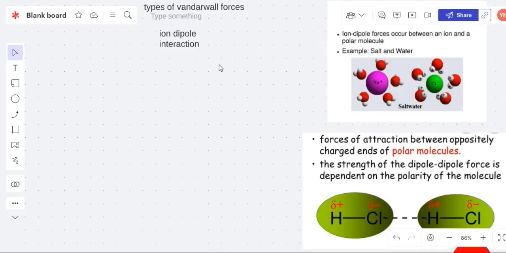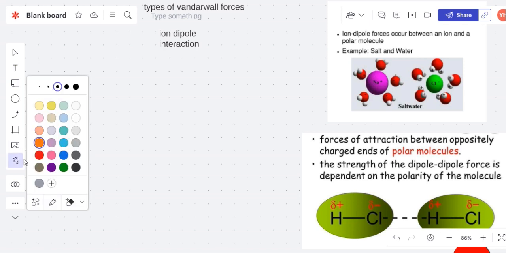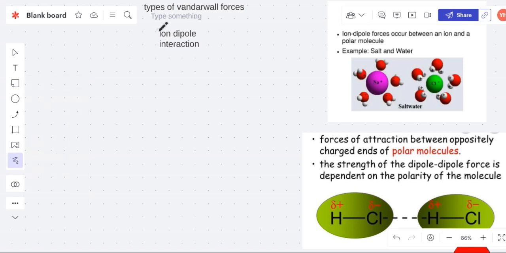So now I'm going to talk about the types of van der Waals forces. The first is ion dipole interaction. Now what is meant by ion dipole interaction? First of all, let me decode these two words. What is ion dipole interaction?